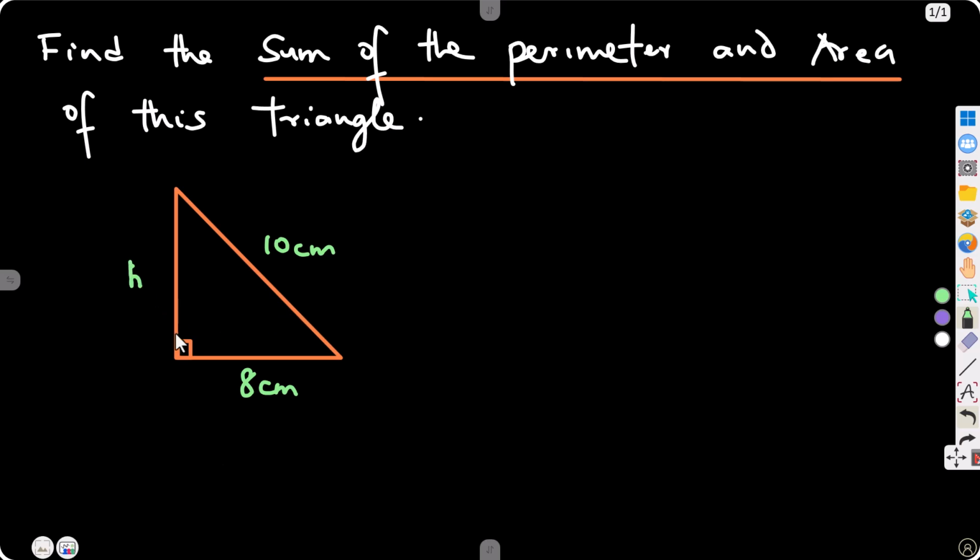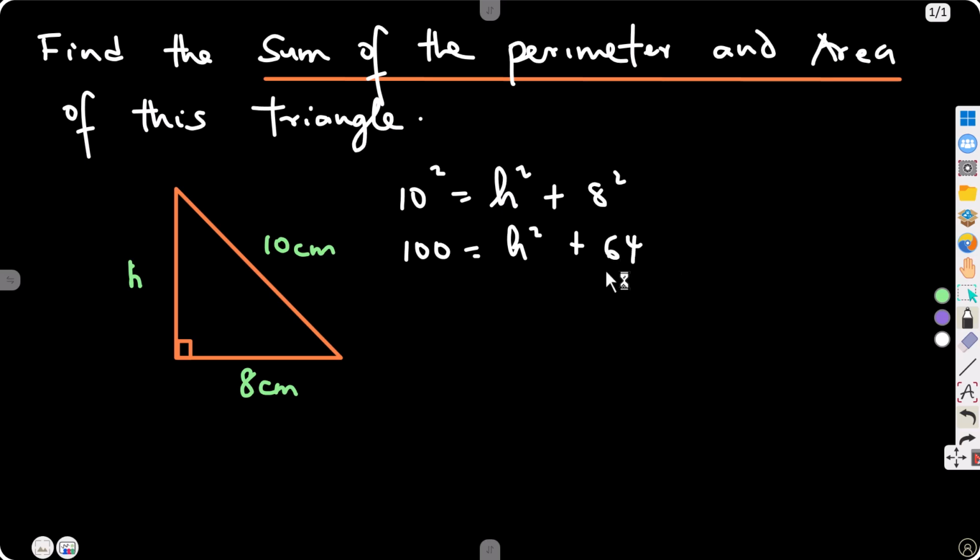To find the height you would have to use something called the Pythagoras theorem. The Pythagoras theorem states that the sum of the squares of the two shorter sides is equal to the square of the longest side. So here, definitely, 10 squared will be equal to 8 squared plus h squared. 10 squared is 100, and 8 squared is 64.